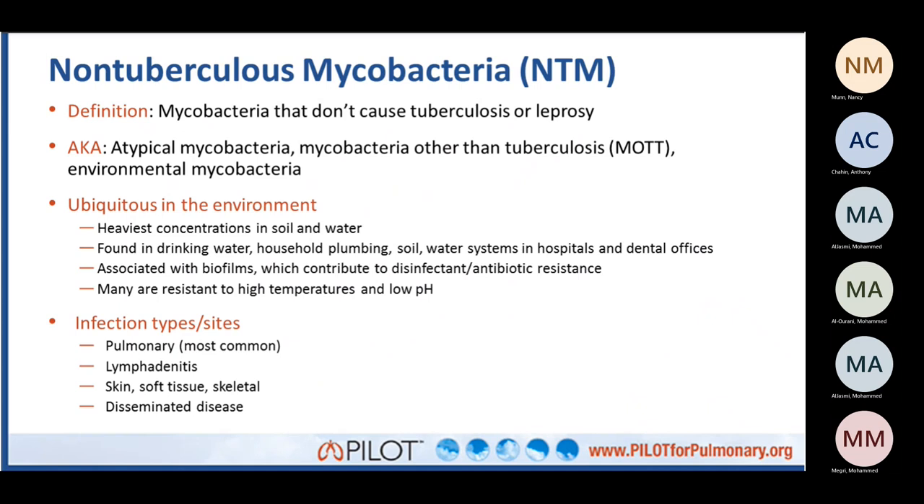Now, the types of infection for us, of course, is the lung infection, which is the most common infection this organism causes, but they can cause other types of infection: soft tissue infections, bone infections, osteomyelitis, lymphadenitis. You can have disseminated disease in patients with AIDS, and you can get positive blood cultures on these. But again, the most common infection is pulmonary, and most of the morbidity and mortality relates to pulmonary infection.